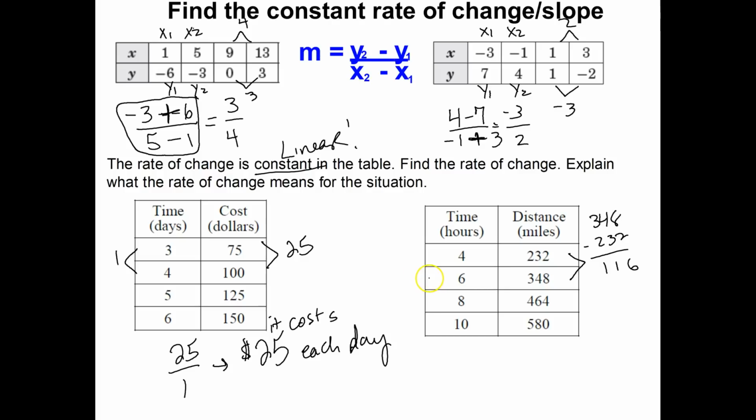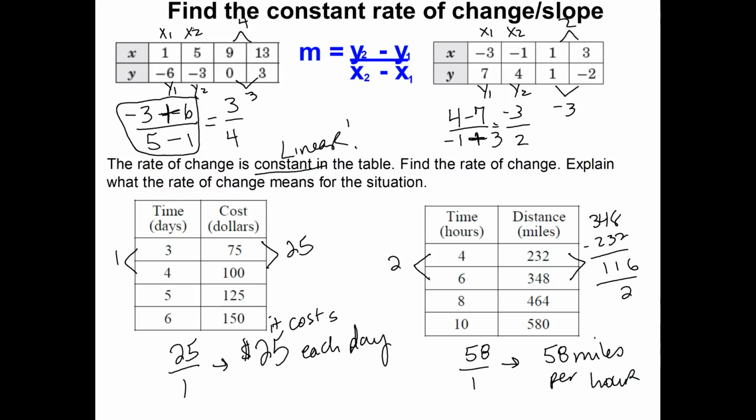116. How does 4 become 6? 6 minus 4 is 2. Or 4 plus 2 is 6. Divided by 2. Divide those. We want to simplify this. 58 over 1. What does that mean? 58 miles per, or each, hour.